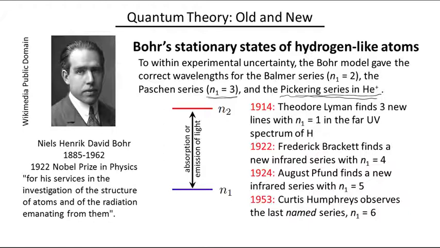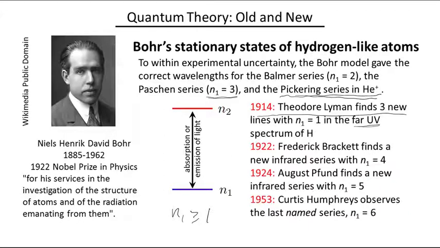Then immediately following Bohr's work, early the next year, Lyman, a famous spectroscopist at Harvard University, looked in the far ultraviolet region of the spectrum. It's a very difficult technological region. It hadn't really been explored previously. And he found lines with n1 equal to 1. That's the lowest value of n1. So n1 must be greater than or equal to 1 in Bohr's theory. So he found another series.